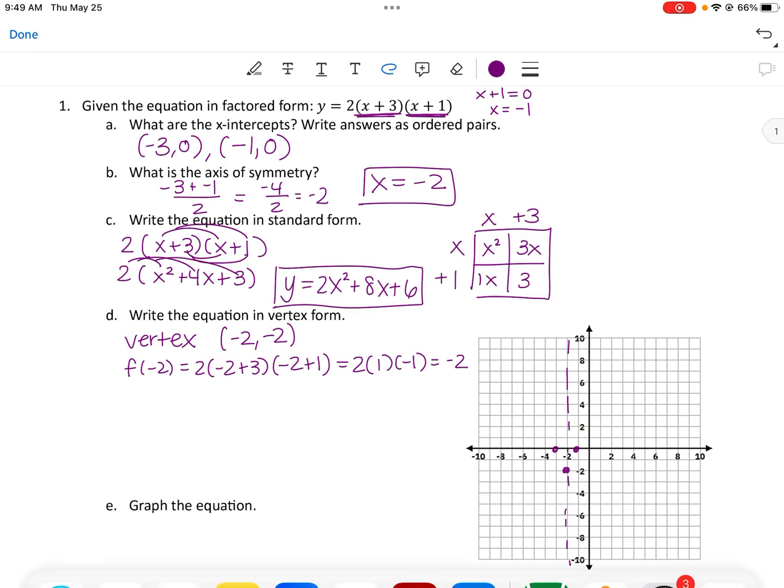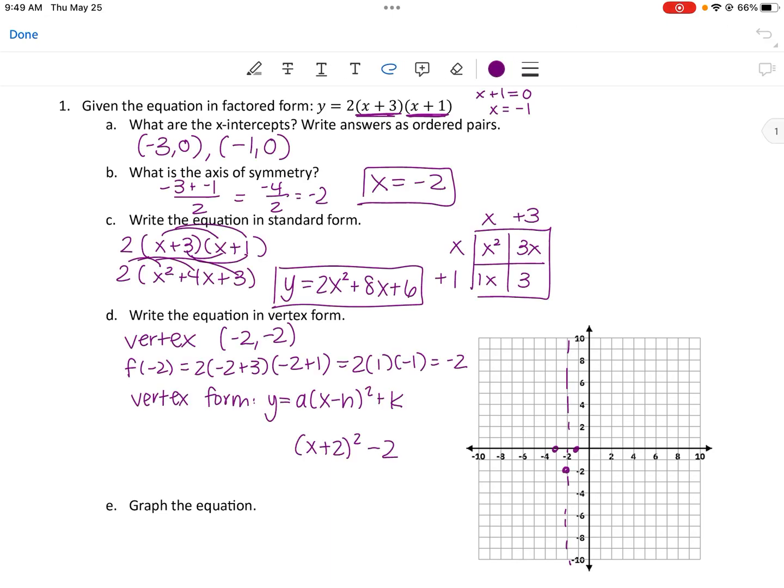If you know that, I think one of the easiest ways to write vertex form is this: vertex form is y equals a times x minus h squared plus k, and h and k are the center. So when I plug in my vertex, I'm doing x minus -2, which is really x plus 2 squared, and then minus 2 at the end. The a at the beginning is the same a from up here, the number out front, which is a 2. I feel like that's the easiest way to go about it.